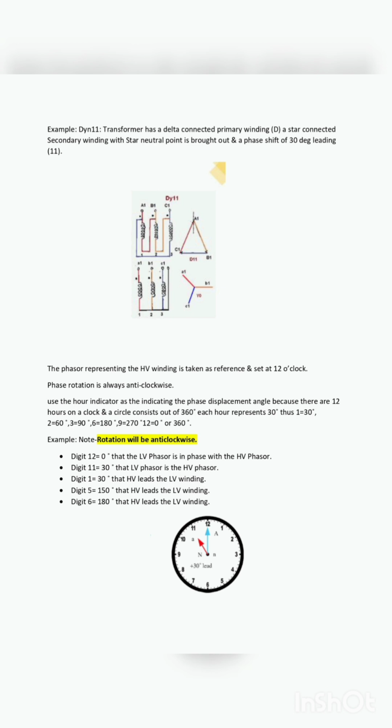Example, note rotation will be anticlockwise. Digit 12 equals 0, meaning the LV phasor is in phase with the HV phasor. Digit 11 equals 30, meaning the LV phasor leads the HV phasor. Digit 1 equals 30, meaning the HV leads the LV winding. Digit 5 equals 150, meaning the HV leads the LV winding. Digit 6 equals 180, meaning the HV leads the LV winding.